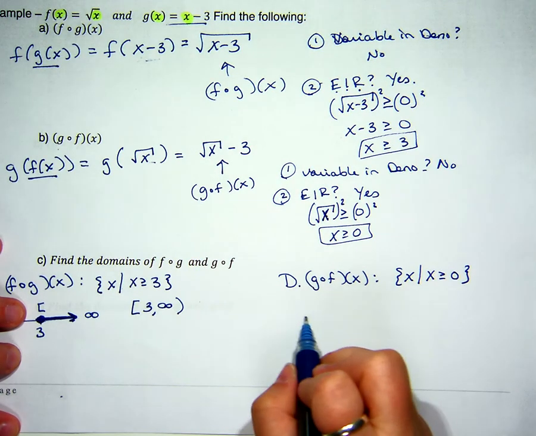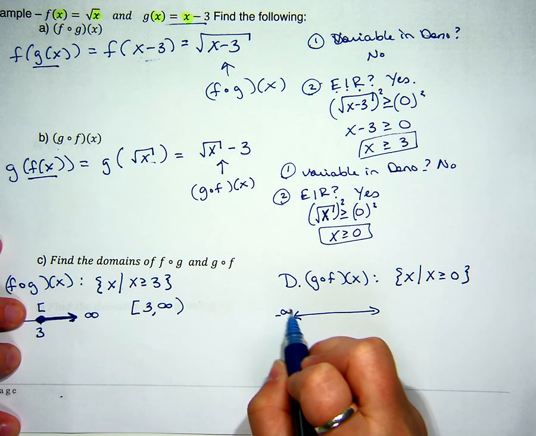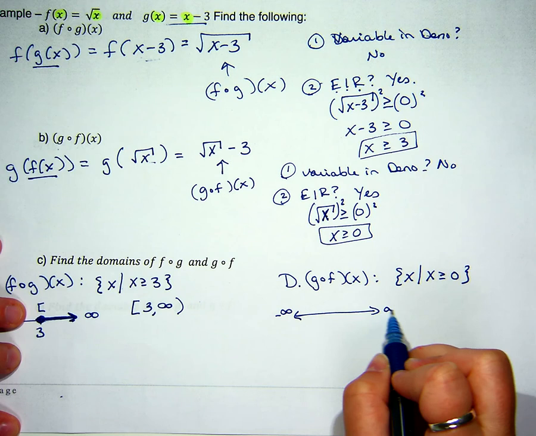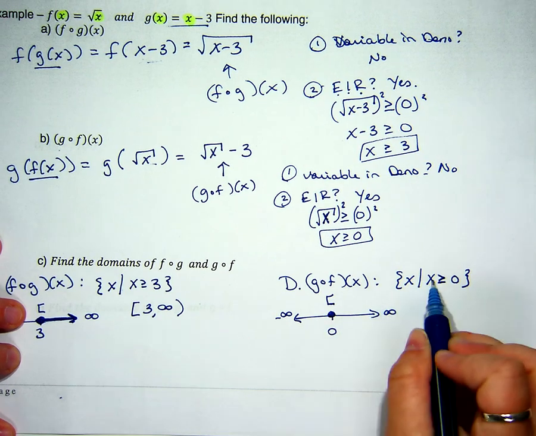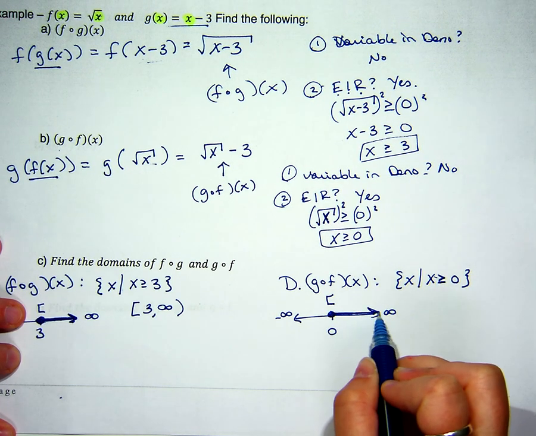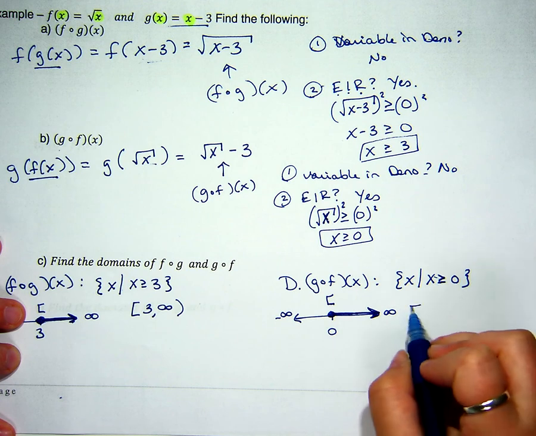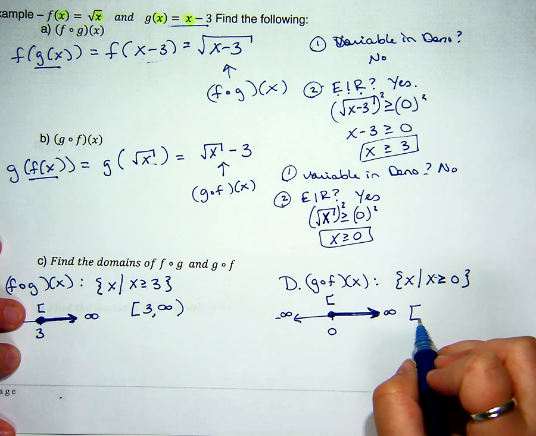Again, we can put this into interval notation. Draw our number lines, put our value here. Greater than or equal means solid circle, bracket. The greater than means shade to the right. So now I have my interval notation, bracket, 0, all the way out to infinity, parenthesis.